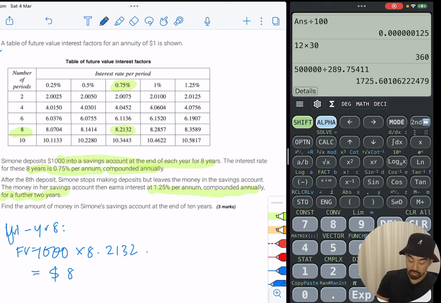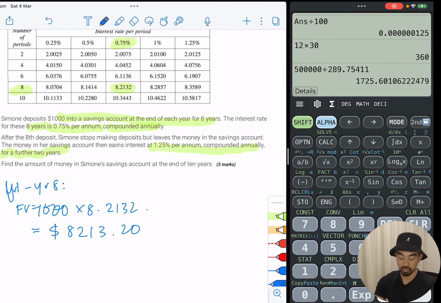So that's just $8,213.20. Now, it says after the 8th deposit, Simone stops making deposits, but leaves the money in there for another 2 years at 1.25% compounded annually. So easy, right? So year 8 to year 10 is just compound interest.